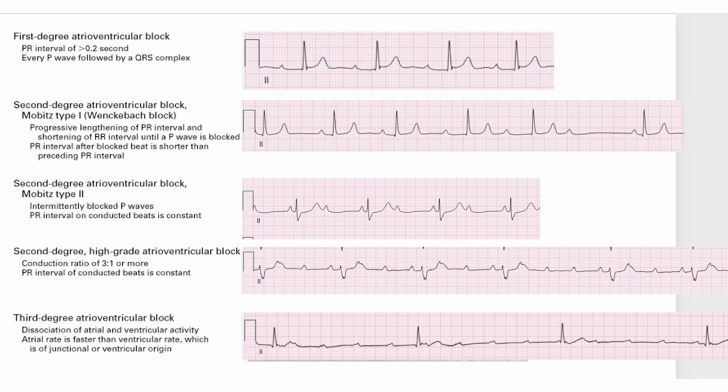The lowermost strip is the third degree AV block. There is dissociation of atrial and ventricular activity. Atrial rate is faster than ventricular rate, which is of junctional or ventricular origin. In this patient, the QRS complex is narrow, suggesting that the origin is probably junctional rather than ventricular.